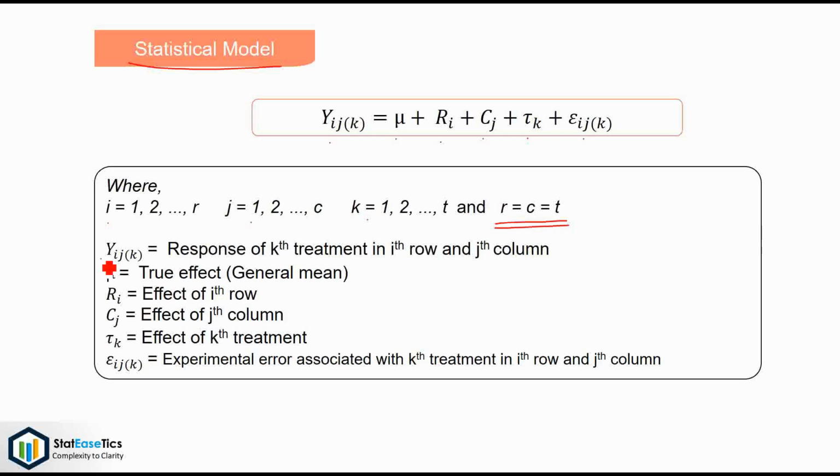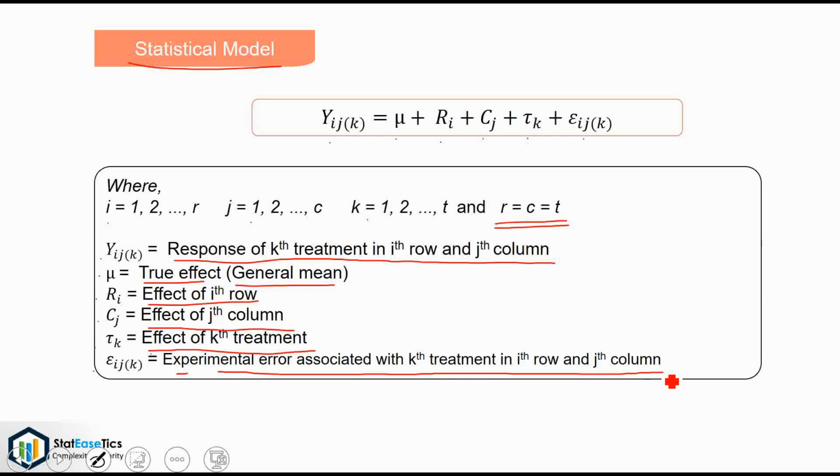Y_ijk is the response of the kth treatment in the ith row and jth column. μ is the true effect or general mean. R_i is the effect of the ith row, C_j is the effect of the jth column, τ_k is the effect of the kth treatment, and ε_ijk is the experimental error associated with the kth treatment in the ith row and jth column.